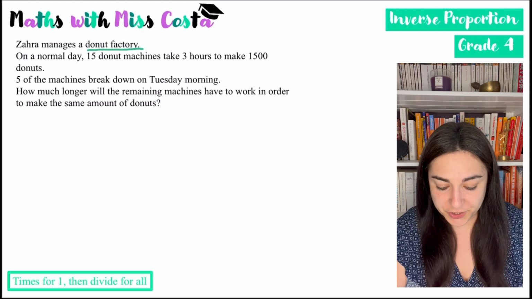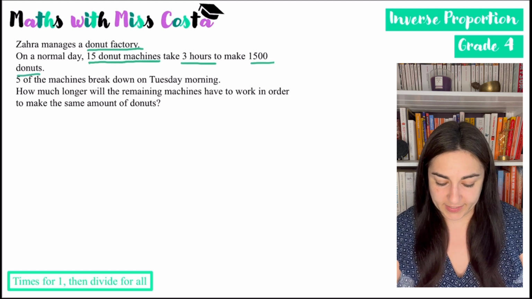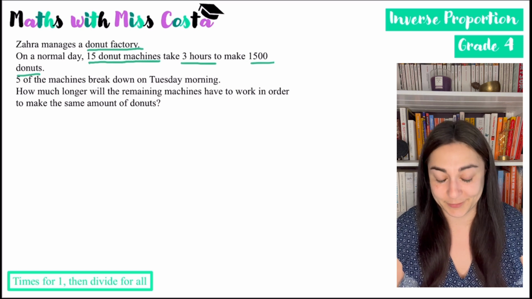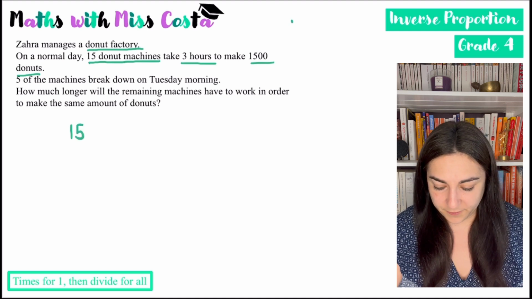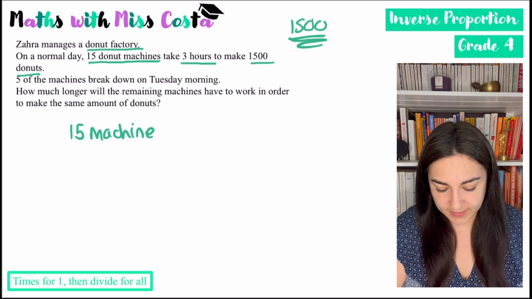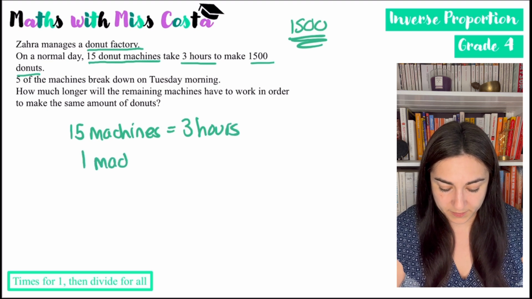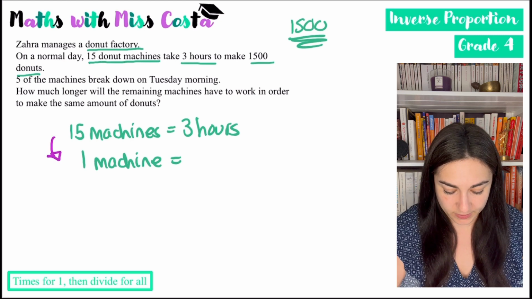So Zara manages a donut factory. On a normal day, 15 donut machines take 3 hours to make 1,500 donuts. This is an extensive question. So I know that to make 1,500 donuts, 15 machines take 3 hours. What I could do is figure out how long one machine would take to make 1,500 donuts. So how do I get from 15 to 1?